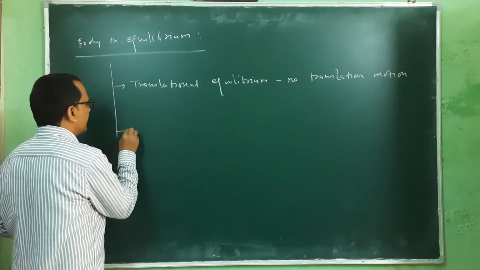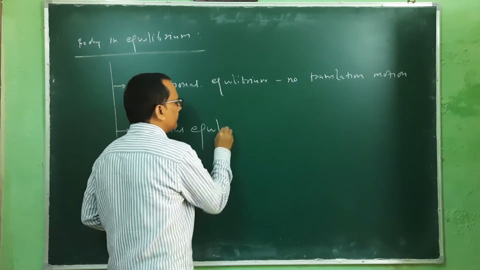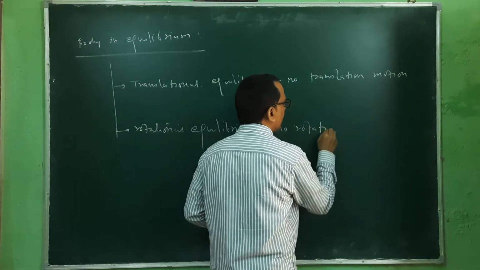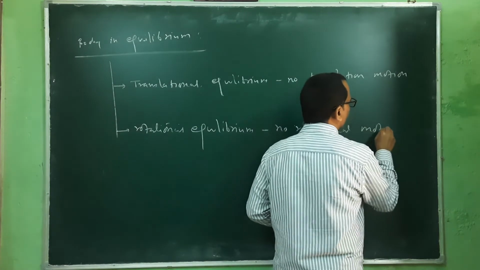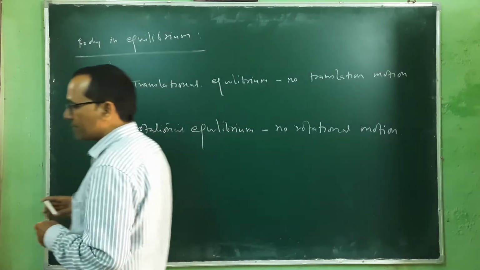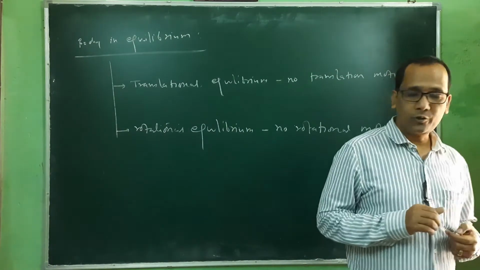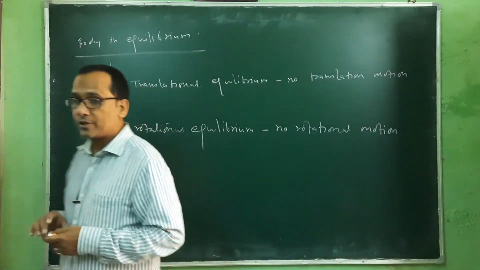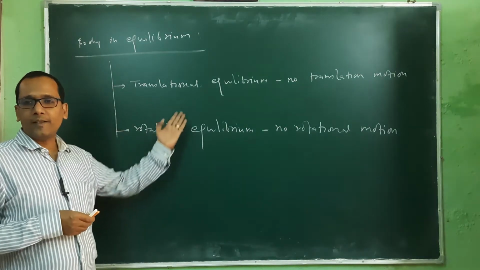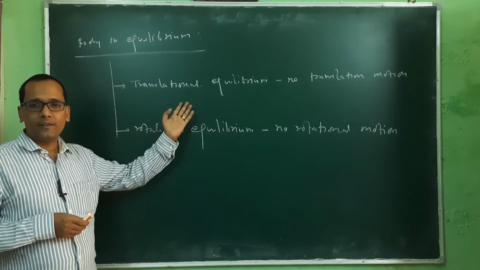And second is rotational equilibrium, means no rotational motion. The body is not translating from one position to another, and there is no rotational motion also, means it is not rotating. But the force is applied. Here the torque is applied and the force is applied in different parts, but that body is in equilibrium.